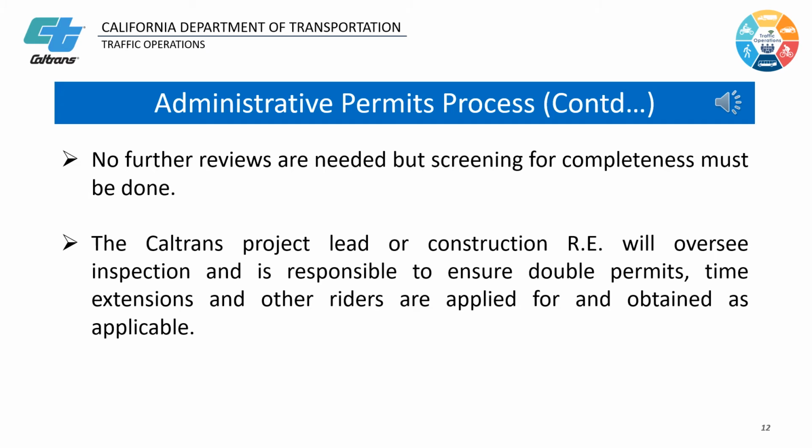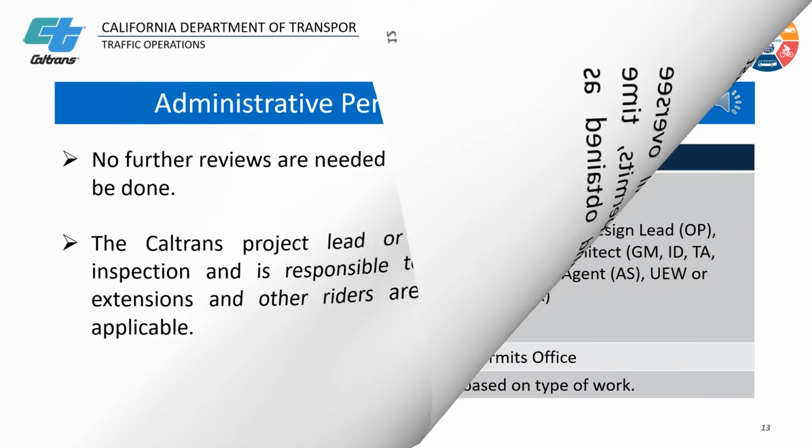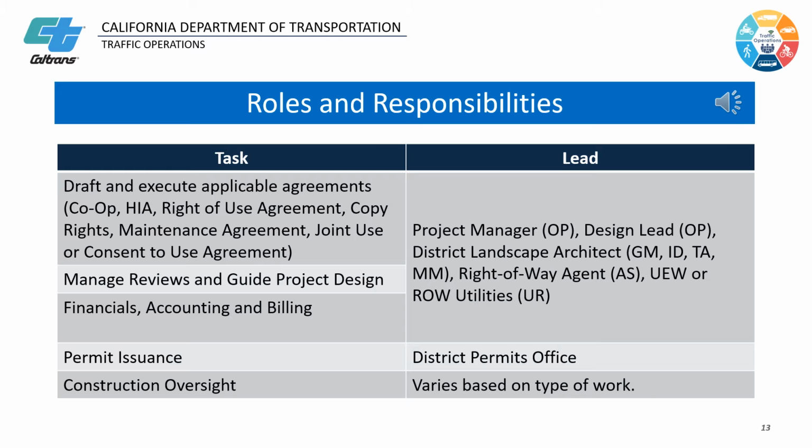No further reviews are needed, but screening for completeness must be done by encroachment permit staff and functional unit staff. The Caltrans project lead or construction resident engineer will oversee inspection and is responsible to ensure double permits, time extensions, and other riders are applied for and obtained as applicable. Here is a table showing roles and responsibilities for all parties.